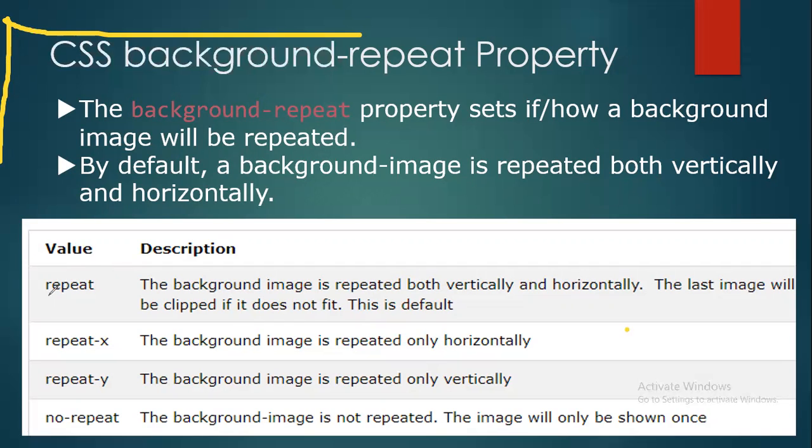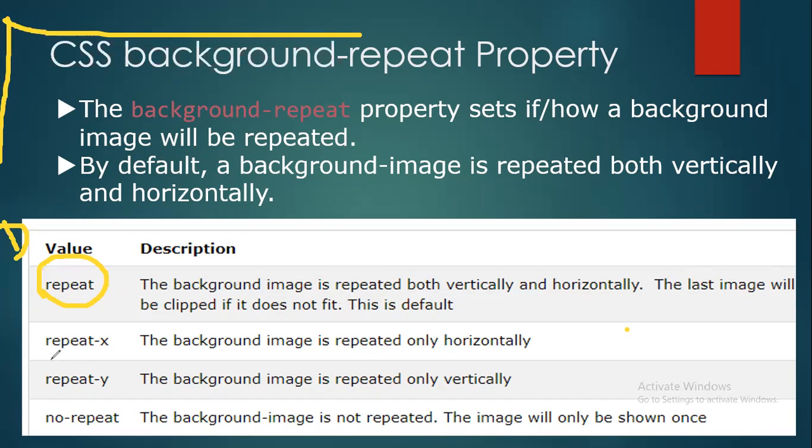The first value is repeat. It is the default value. If you are not defining any value for the background repeat, by default it will be repeated in both directions. It will be repeated on the x-axis as well as on the y-axis, meaning the image will be repeated both vertically and horizontally. And the last image will be clipped if it does not fit. Okay, this is the default.